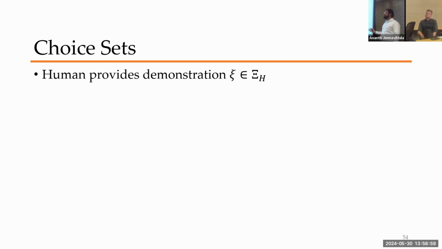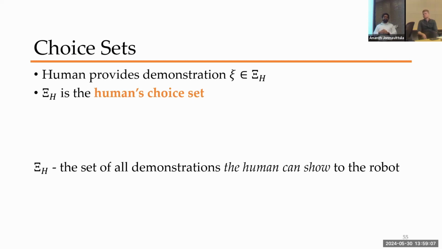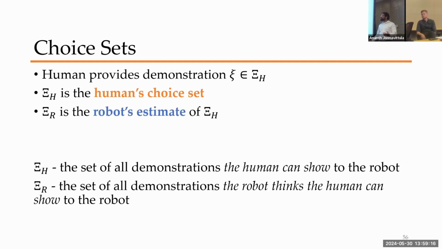Let me provide some formal definitions for them. Let's assume that the human provides some demonstrations, and these come from their choice set. The choice set is effectively all the demonstrations that the human could have shown, but they chose to show a few specific ones. And we want to see why that's the case. Of course, the robot has no idea what this choice set is. It can only estimate it. So let's call xi r the robot's estimate of this choice set.